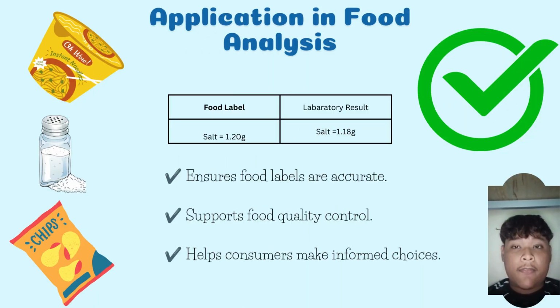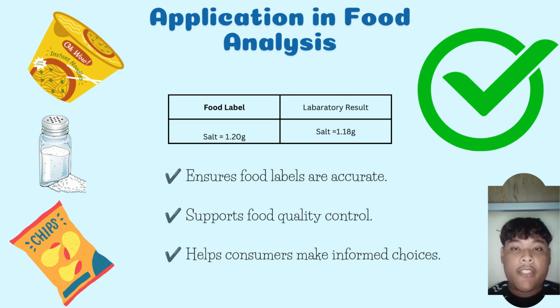For example, if a packet of chips states that it contains 1.2 grams of salt, gravimetric analysis can be used to verify this claim. If the laboratory result is close to the value on the label, it shows that the manufacturer has provided accurate information.